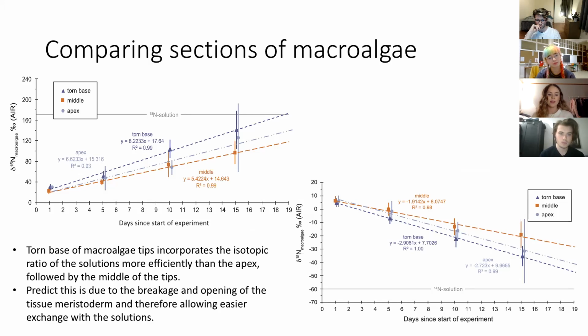Basically we think this is because we've literally broken it and opened the tissue, and that's allowed for an easier exchange of the nitrogen, and subsequently the delta 15N has altered most dramatically at those points. We still do see a significant scatter, so this suggests that the isotopic incorporation is not homogeneous throughout the macroalgae tips.